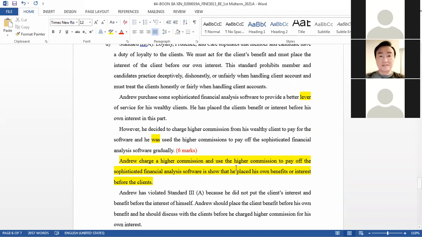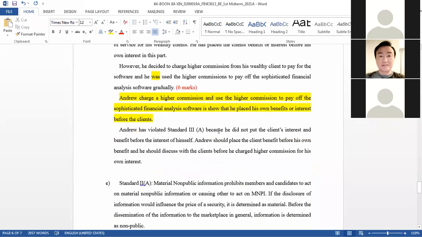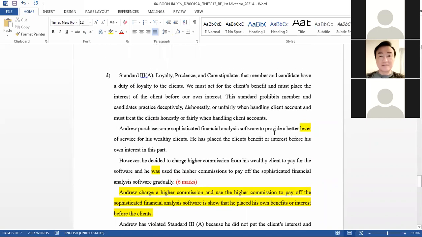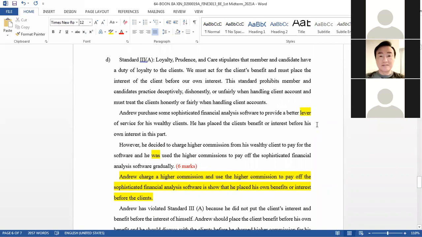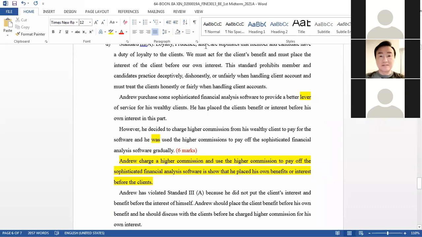Right. So this part is wrong. So hearsay is violated. And actually you have contradicted your conclusion, right? You see this part here. He has placed the client benefit or interest before his own interest in this part, right? This part. But this part here, that's why you get 6 marks, right? However, he decided to charge higher commission.